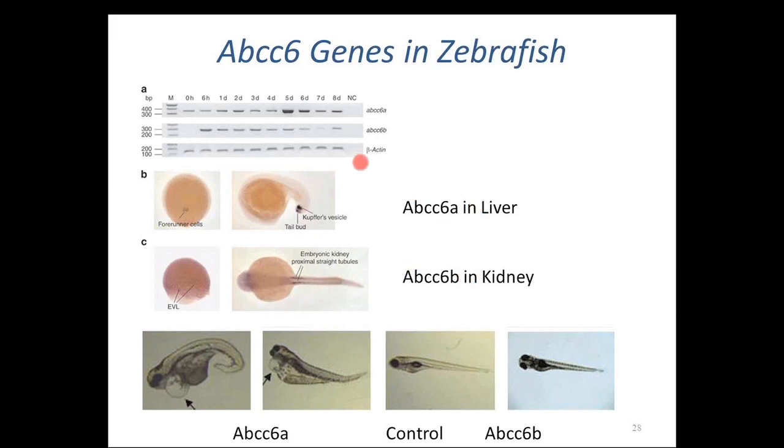and B. And a group in Europe actually did the experiment of labeling them and looking in the fish at where they were expressed. One of them is expressed in early development in cells which go on to become the liver. Another is expressed in the cells in the embryo which go on to form the kidney. So this is quite interesting. In the human, we have one gene expressed in both the liver and the kidney. In the fish, we have two genes, one in the liver, one in the kidney.